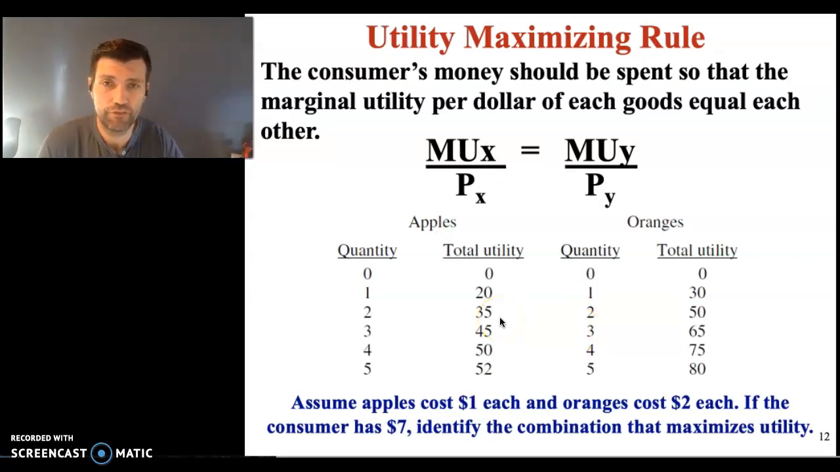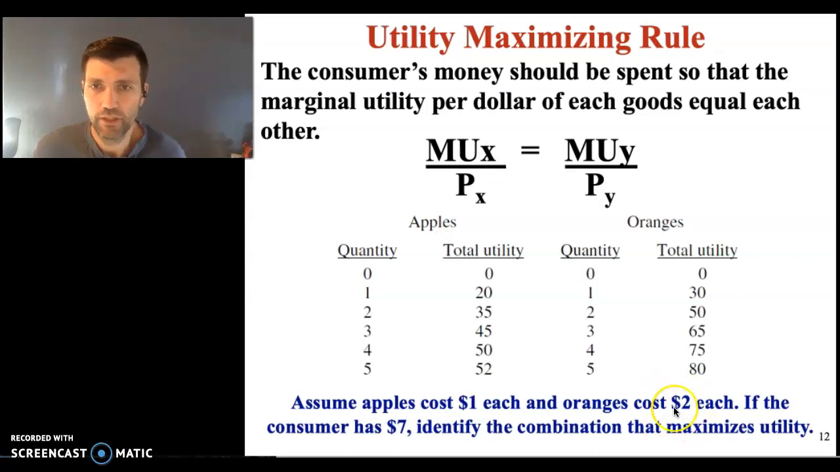Now that you've taken a moment to solve that problem, let's go over the solution. So you've got total utility here. What you need to do is find marginal by subtracting one cell from the previous. So the marginal utility for one apple is 20, 15, 10, 5, 2. That's quite easy to get per dollar because apples cost $1, so divide by 1. Over here, total utility for oranges, we got 30, 20, 15, 10, 5. For oranges, you need to divide by 2 because oranges cost $2.